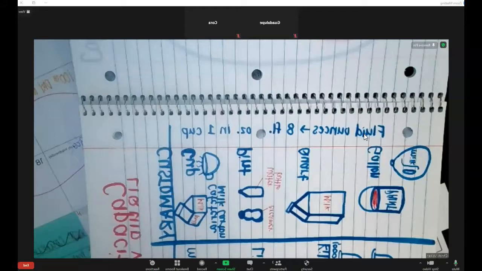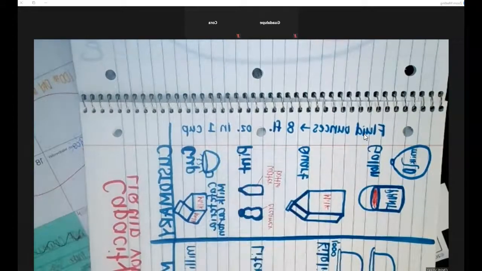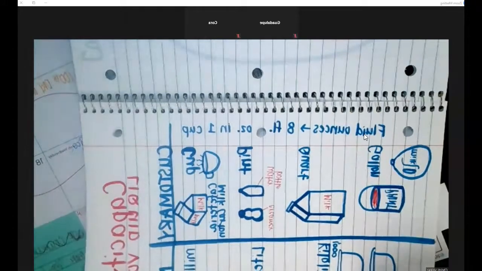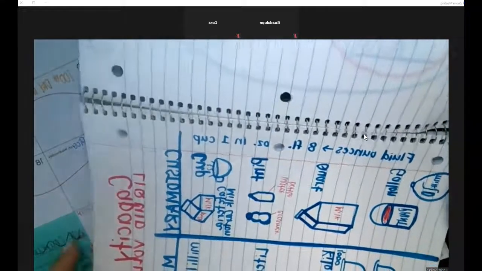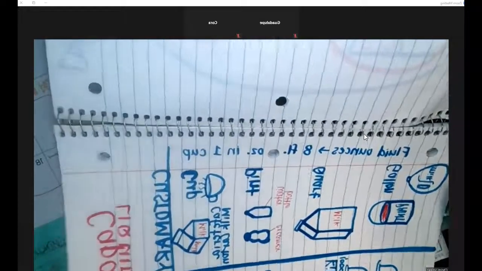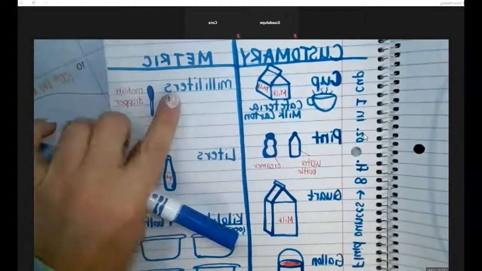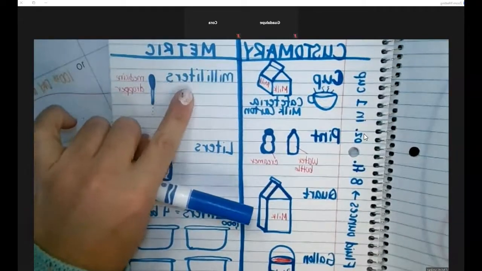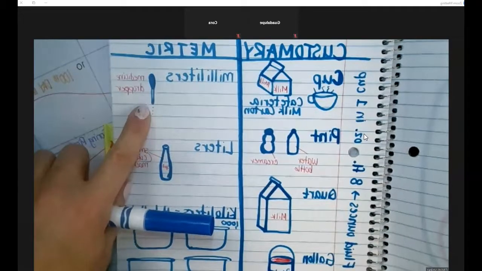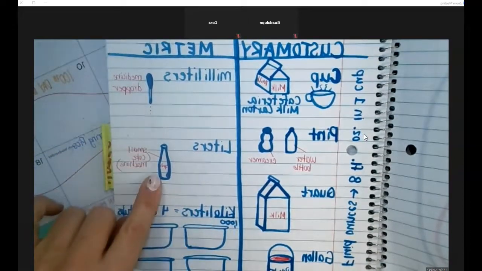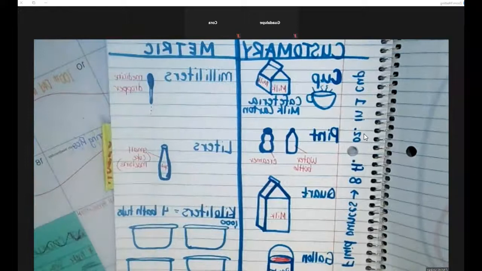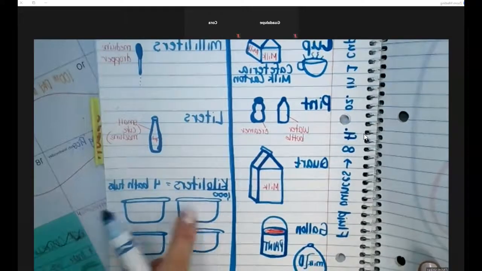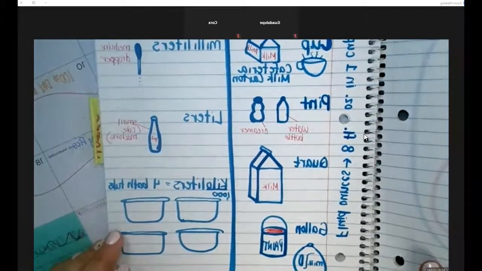Okay, so once you get that written down, 8 fluid ounces in 1 cup, we're going to turn to another clean page and write what we talked about yesterday, which is weight and mass. You got that, Aaliyah? 8 ounces in a cup. Okay. So then metric that we talked about, there's milliliters, about the size of a little medicine dropper. Liters, we said, was a small Coke bottle, like the plastic ones that you get out of the Coke machine. And kiloliters is 4 bathtubs, about.